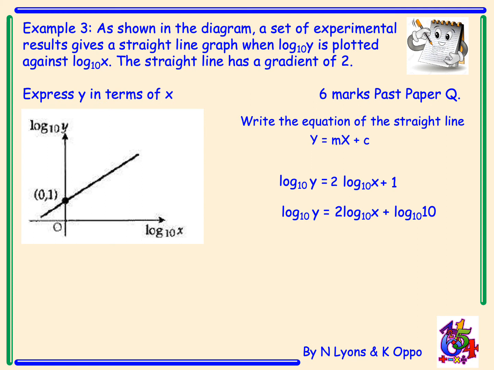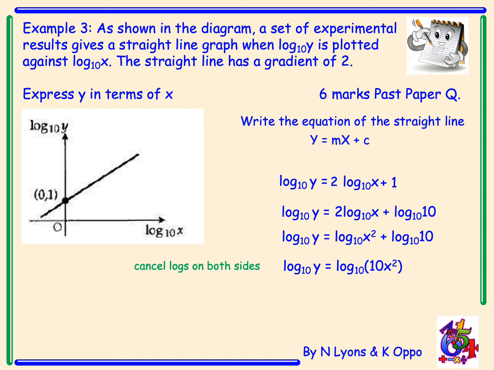I've rewritten it, so the 1, I've put that as log 10 to the base 10, which is just 1. Now your rules of logs. Okay, bring 2 up to become an exponent. So I've got log y equals log x squared plus log 10. Got 2 logs, you can merge them together. That gives me 10x squared. So log y equals log 10x squared to the base 10. Cancel logs on both sides. That gives me y equals 10x squared.